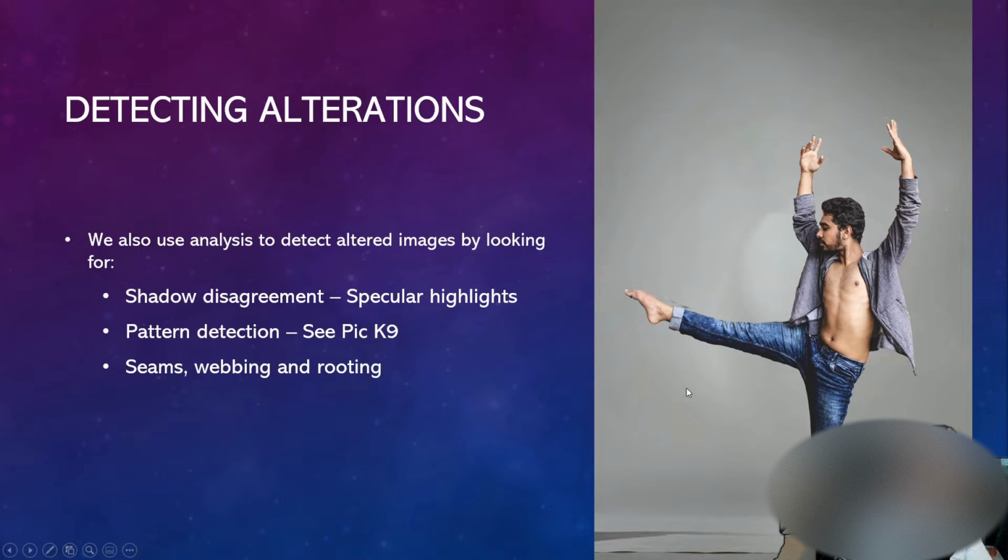And if you're following along at home with the archive, that would be picture K9. You can take a look at it for an example of that. We're also looking for things like seams and webbing and rooting, which we instinctively will see as being slightly off with our visual interpretations, but may not necessarily immediately understand that is a composite.